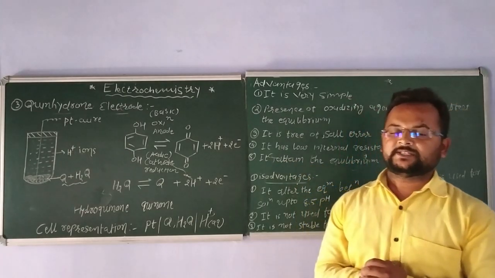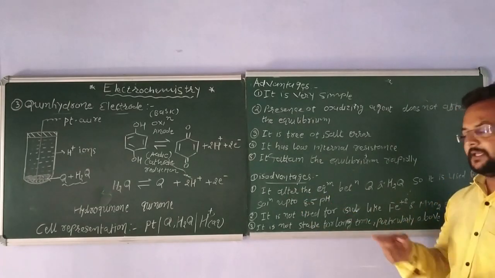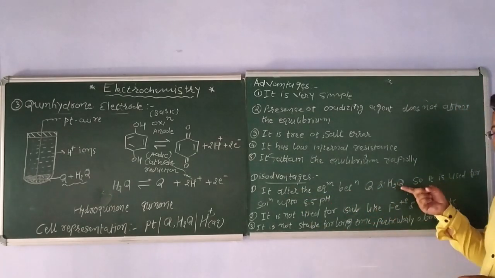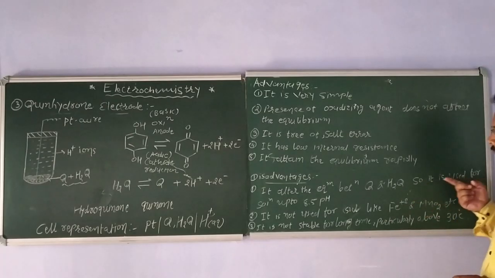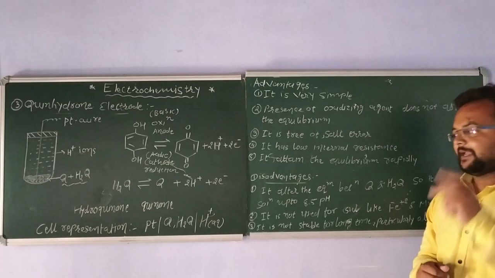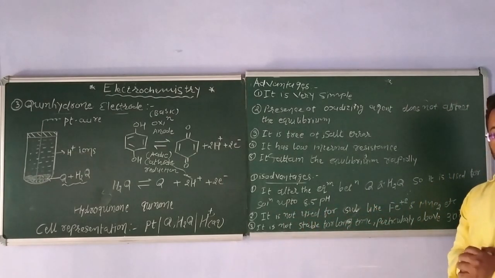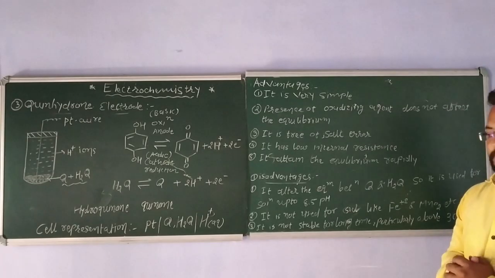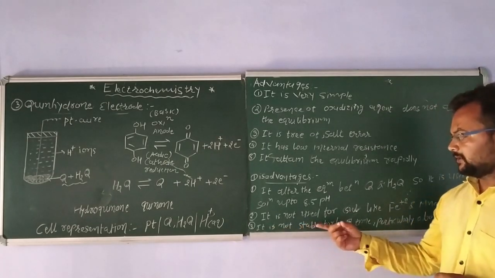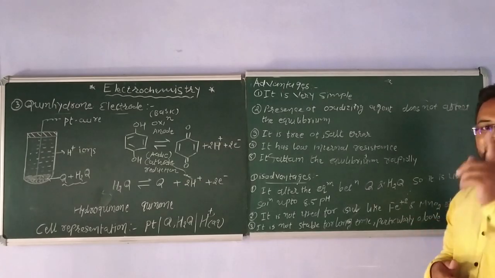There are some disadvantages of the Quinhydrone electrode. First, it alters the equilibrium between quinone and hydroquinone, so it is useful only for solutions up to 8.5 pH. Second, it is not used for substances like Fe plus 2, MnO2, etc. And third, it is not stable for a long time, particularly above 30 degrees Celsius.